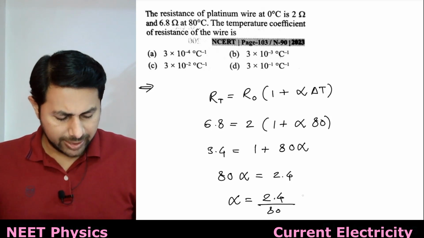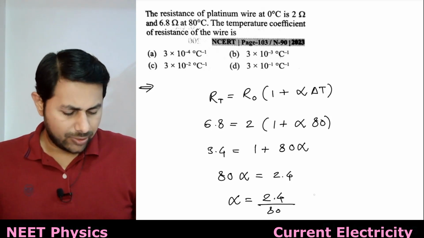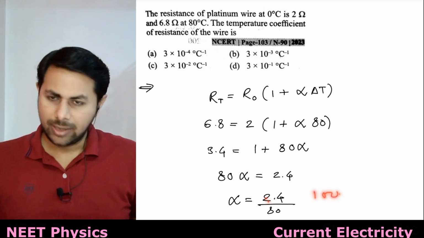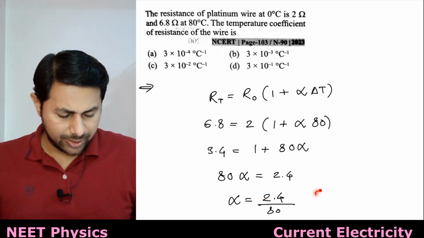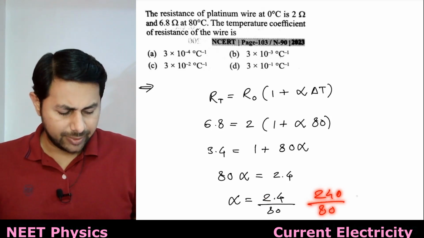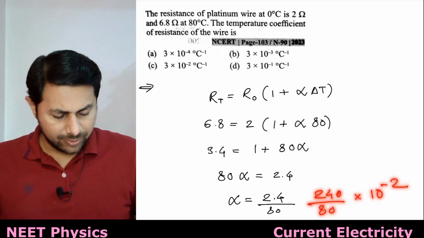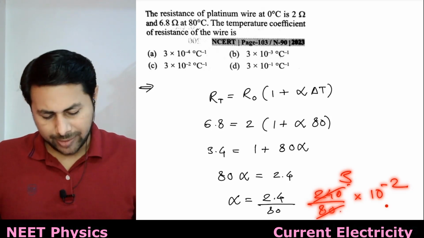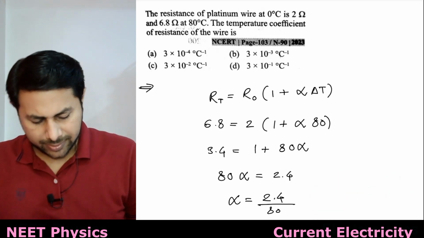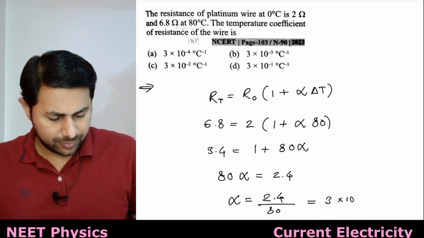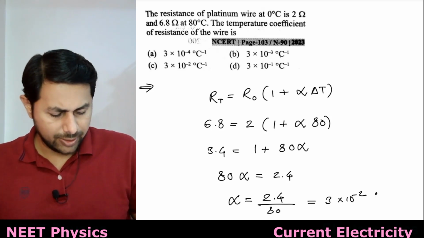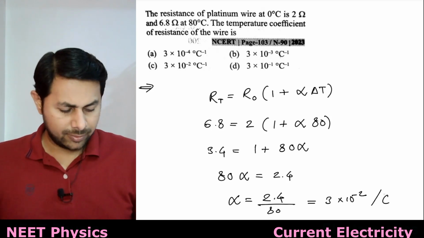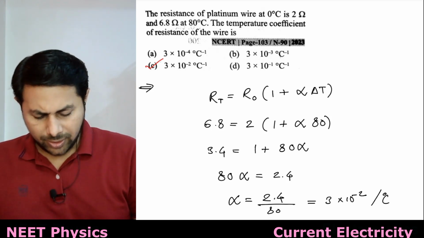Or we can write this as, let me multiply and divide by 100. This becomes 240 by 80 times 10 raised to minus 2. This thing is 3, so 3 multiplied by 10 raised to minus 2. Okay, so that's the answer, per degree Celsius. Right, so it is option C.